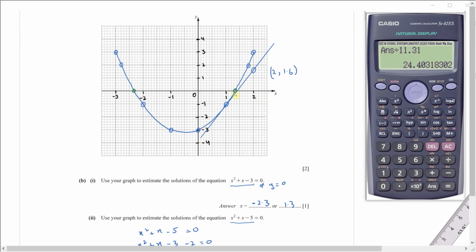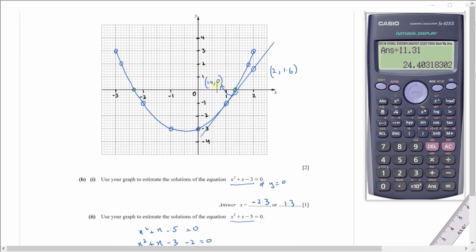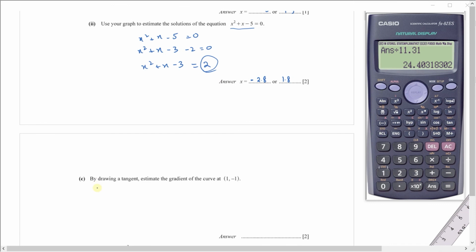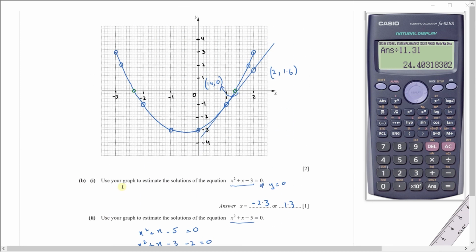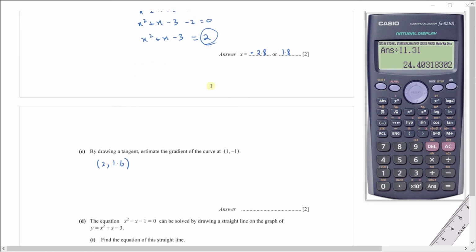So in fact, let me write it down here. Oh, no, sorry. Your y value will be 0. So your y value is 0 and your x value here is almost 1.4. So now you have 2 points: 2 and 1.6, and the other one is 1.4 and 0.